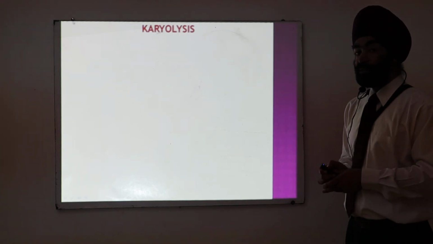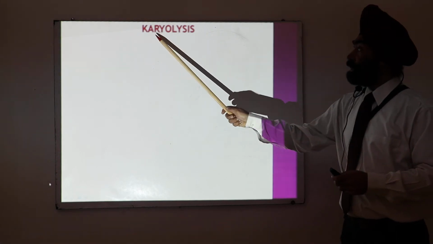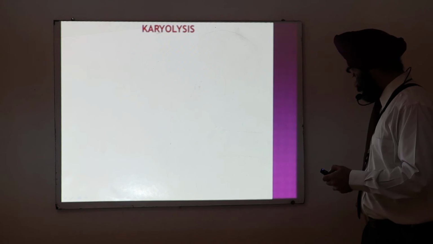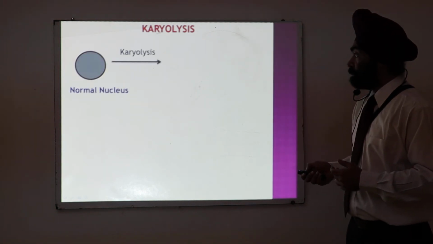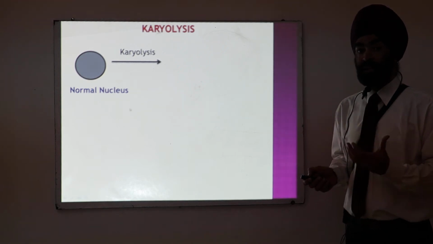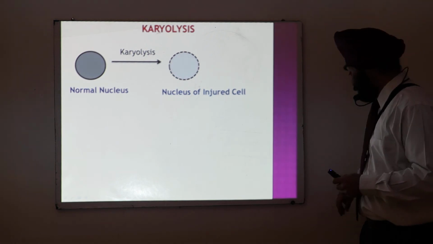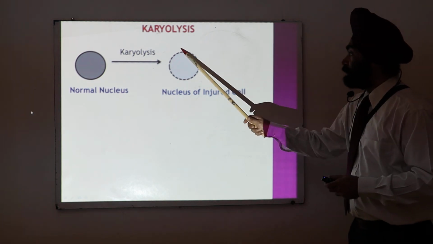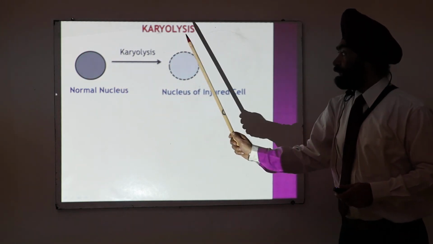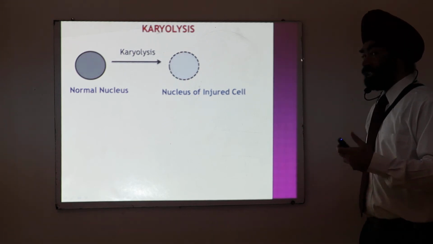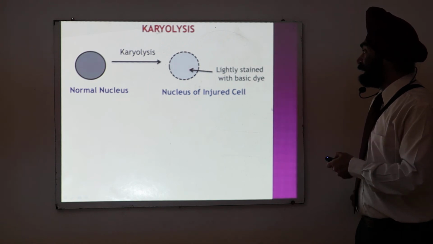What is karyolysis? If you see the term, lysis means breakdown, and karyo is related to chromatin. So let's say this is a normal nucleus. If karyolysis takes place, what kind of nucleus will appear? Now you can see this is what is happening. The nucleus is ruptured, and the staining is reduced because the DNA is ruptured. It is damaged, so it is lightly stained with the basic dyes.